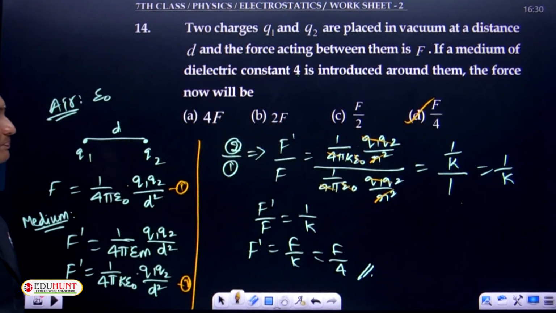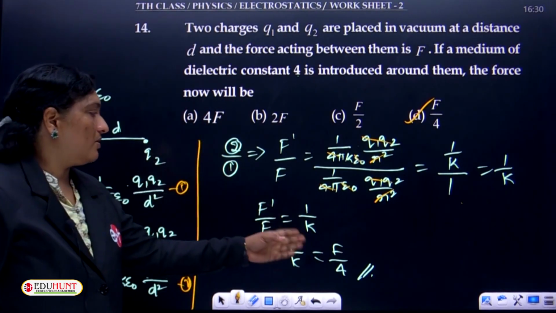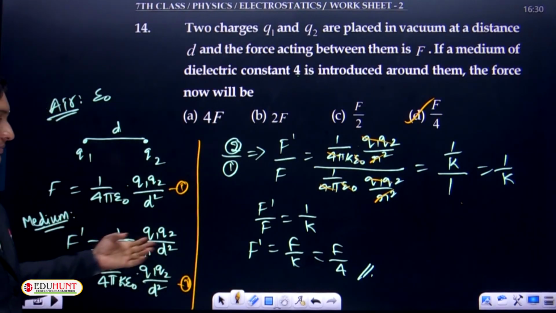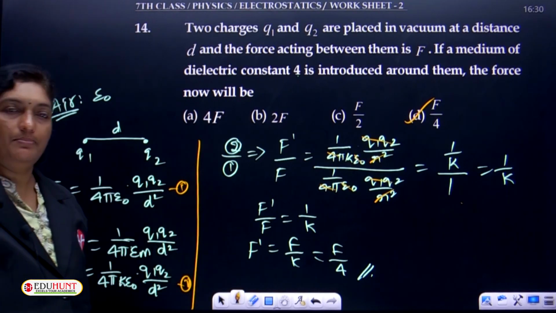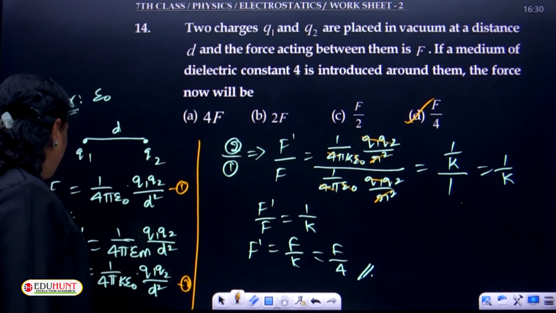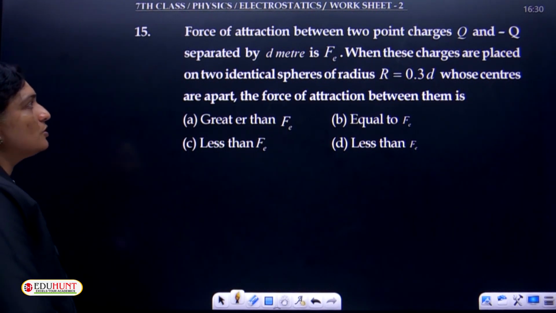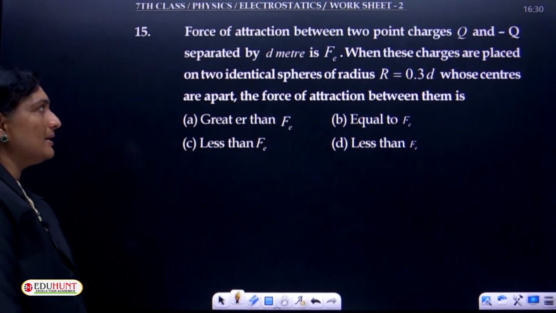So whenever a dielectric constant of 4 is kept between the two charges, the new force will become 1/4 of the previous value. Now moving to the next question, the 15th question. The force of attraction between two point charges Q and minus Q separated by D meters is Fe.